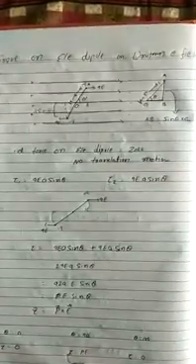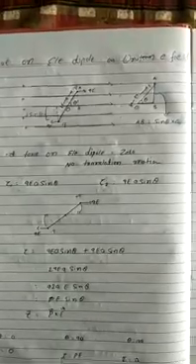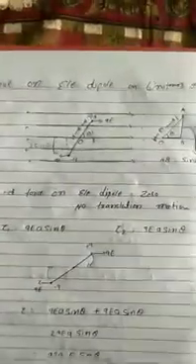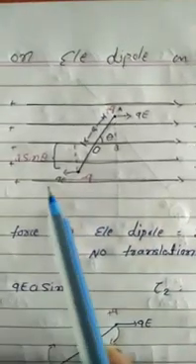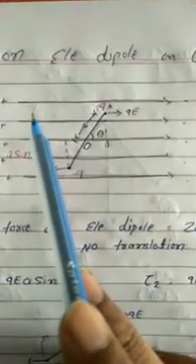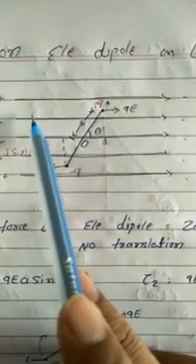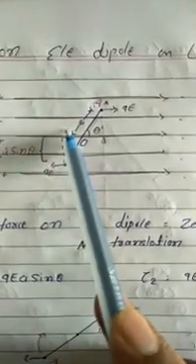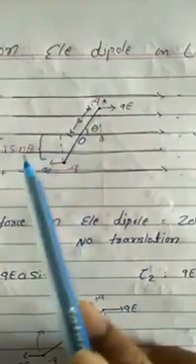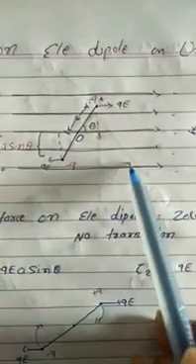Yes students, today we are going to calculate the torque acting on an electric dipole in a uniform electric field. First of all, what is an electric field? Uniform electric field means at each and every point the electric field intensity is equal.